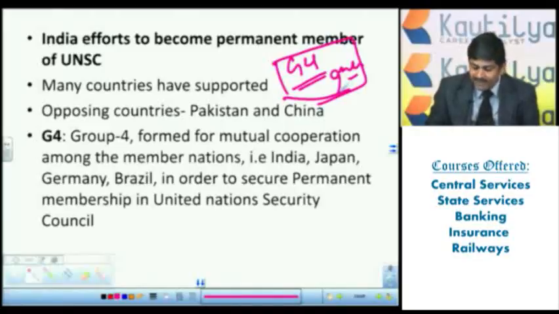Okay, so each and every country is proposing their side of views. So to mutually cooperate, these 4 nations have formed a group known as G4. Suppose a question is like this: which of the following groups is formed to mutually cooperate with each other to secure the permanent membership in the United Nations Security Council, that is G4. Or what is the purpose of formation of the G4? Among the various options, this should be the option, that is mutual cooperation to secure the permanent membership in the UN Security Council.